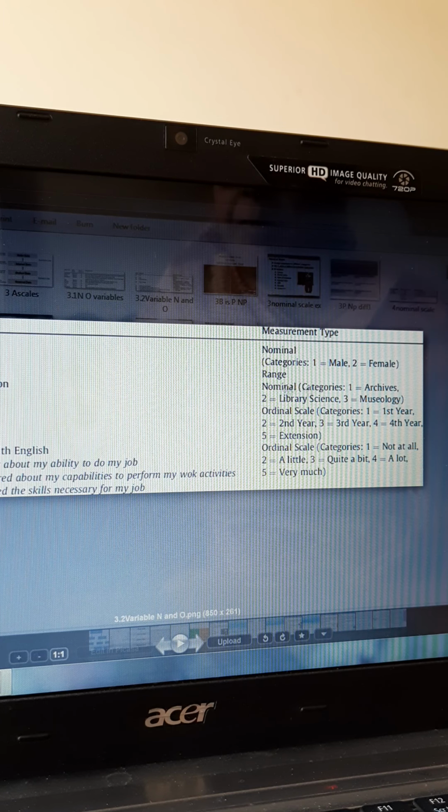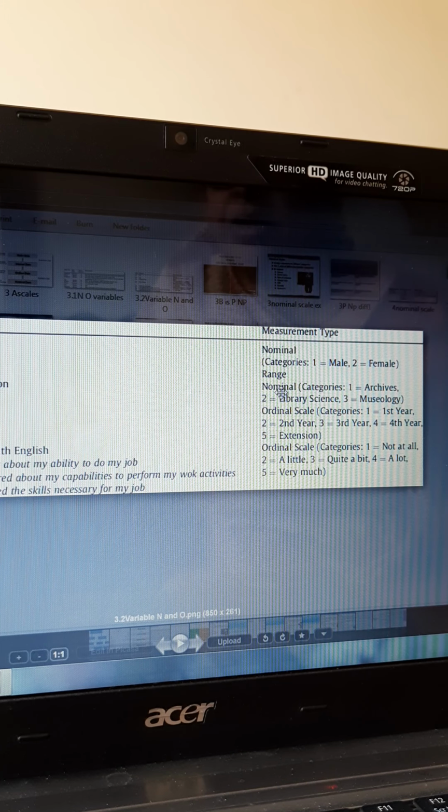Age, nominal category 1 achievers, number 2 library science. So they have given already. Okay, age, study direction. Age they have given range, that means 10 to 15, 15 to 20, 20 to 25, 25 to 30. See, measurement type is range.